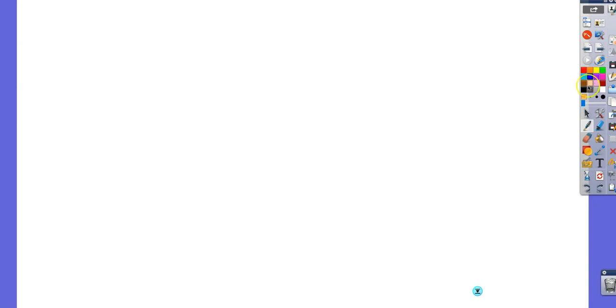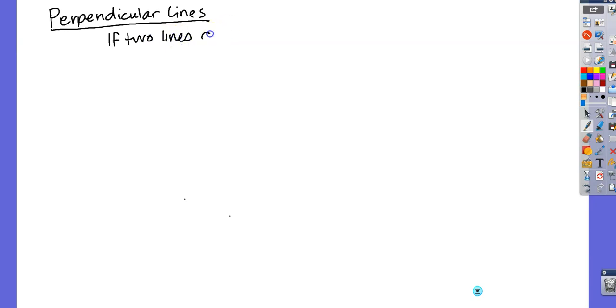Okay, so number one, the one thing that we didn't get to talk about today was perpendicular lines. Make sure you're taking notes. Okay, so perpendicular lines are lines that form right angles. So if two lines are perpendicular, and this is the symbol, it's like an upside down capital T for perpendicular, if two lines are perpendicular, then they form right angles.